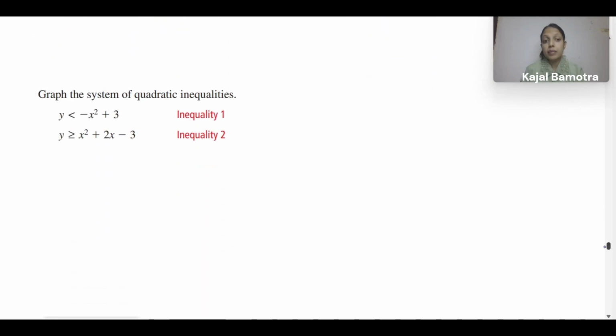Graph the system of quadratic inequalities. Now you are provided with two different equations or inequalities. We have to draw both. First I will try to draw the first one, but both must be on the same coordinate plane.